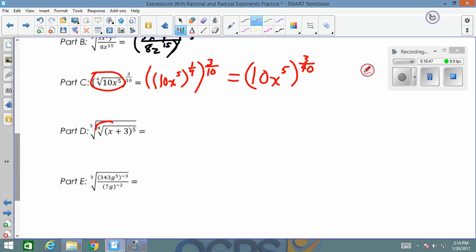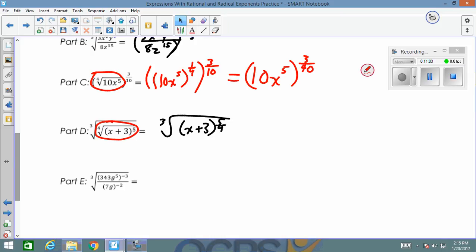Same with this one, we're going to take this inside first, so it's going to be the cube root of x plus 3 to the 5 over 4. And then you're going to take that again, and it's going to be x plus 3 to the 5 over 4, lifted to the 1 over the 3 power, and you're going to multiply, so it's going to come out as x plus 3 to the 5 over 12.